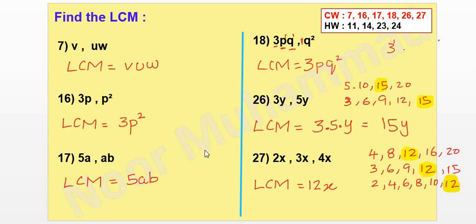By the way, we need to understand how to find the LCM for the next exercise, because in the next exercise we are going to add and subtract the fractions, right? And whenever we want to add or subtract the fractions, the first step is always to find the LCM. That's why it's very important to understand this idea. That's all for this exercise. Hope you understand it.